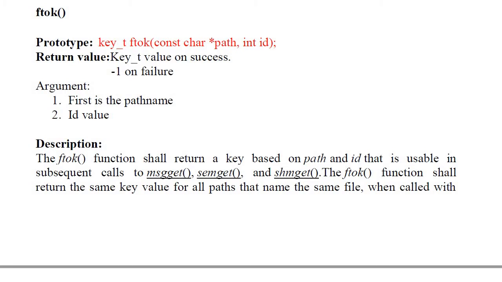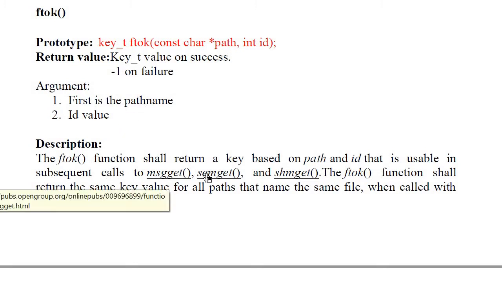Let's see what ftok does. Its prototype is as shown in this document here. So it is key_t ftok. What is this key_t? It is a value of type key_t. What are the return values? It will return this key_t value on success, -1 on failure. So what are the arguments? First is the path name. Next is the ID value.